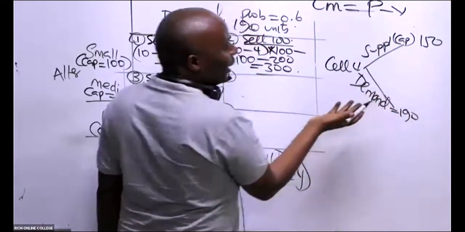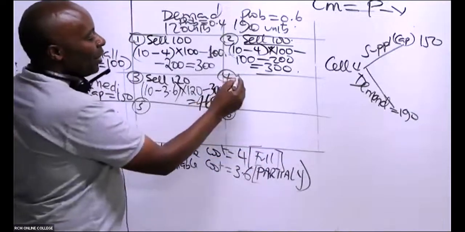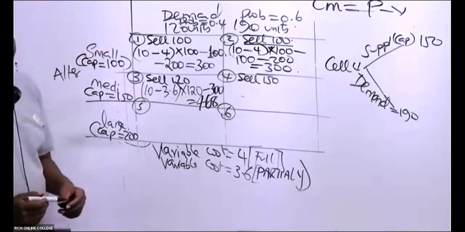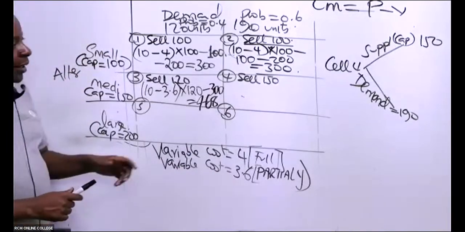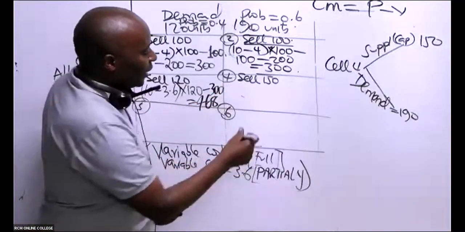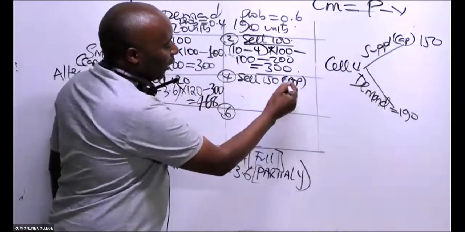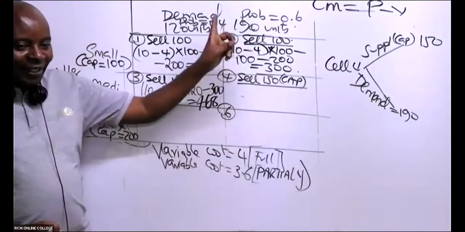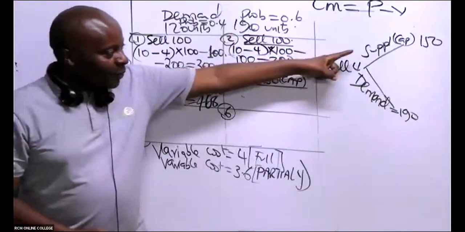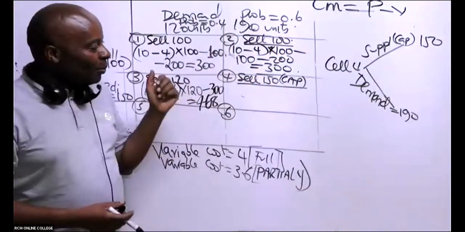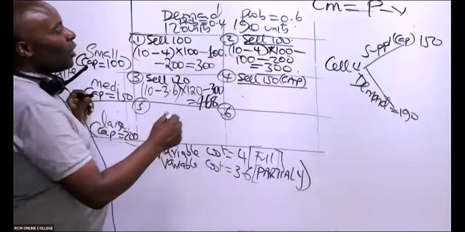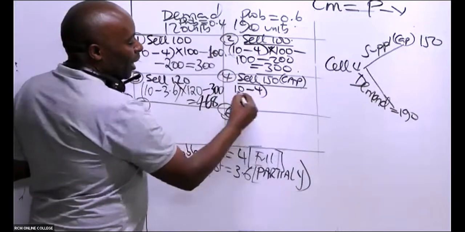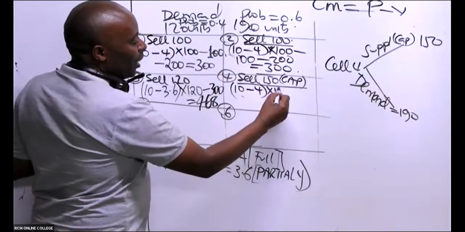Therefore, we sell the lower, isn't it? So we sell how many here? We are selling the capacity, isn't it? So when we sell capacity here, I know that the variable cost I will use will be for full capacity, because I'm selling capacity, which is 150. So here I will be using 4. Therefore, my contribution margin will be the selling price per unit minus how much here, somebody? 4 times what here, somebody?